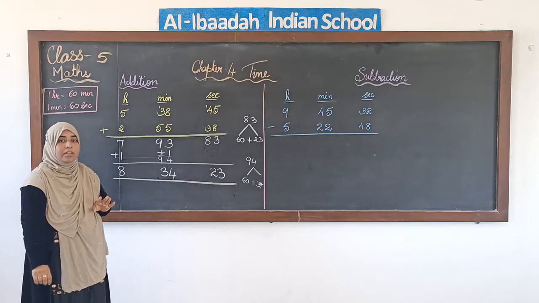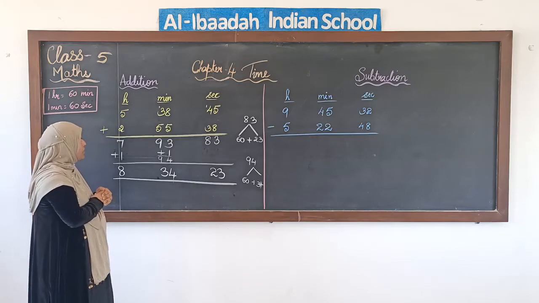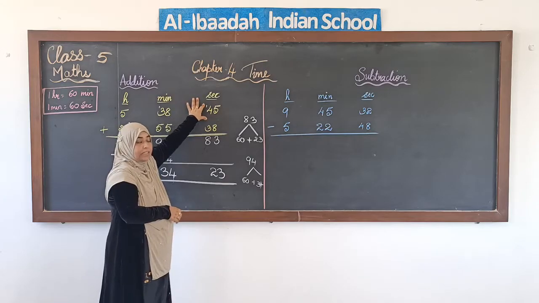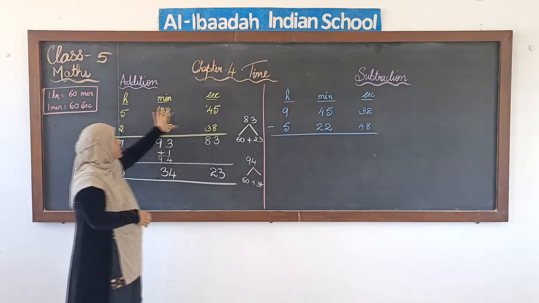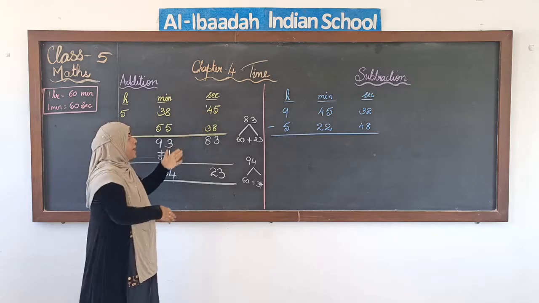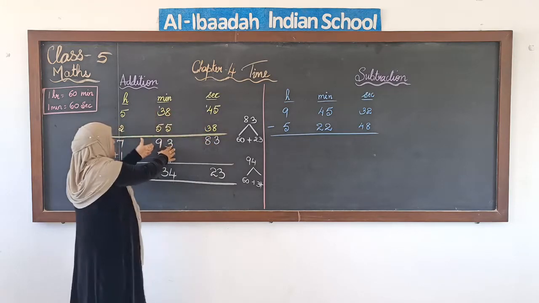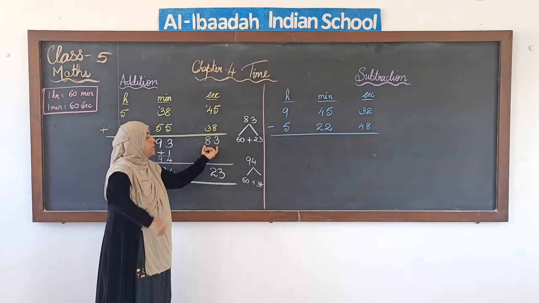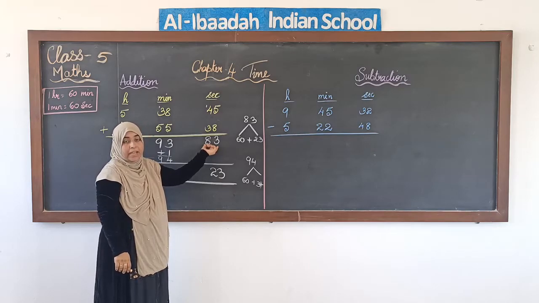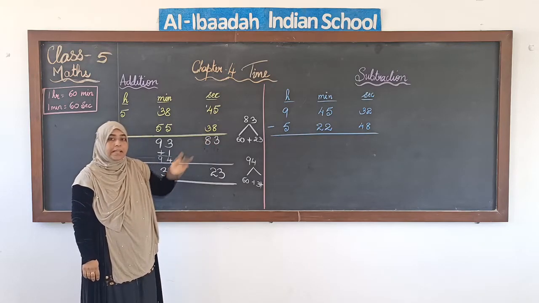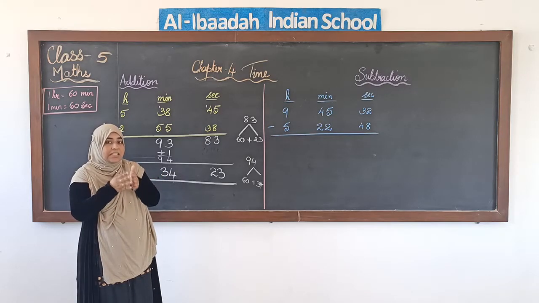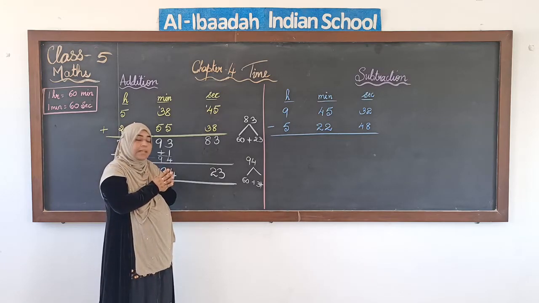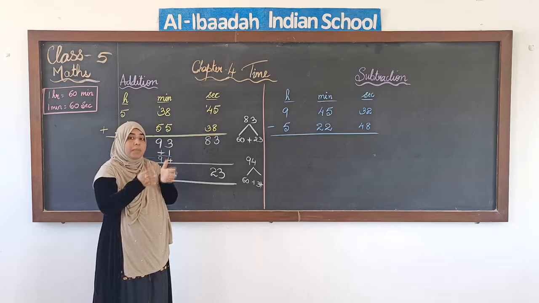Have you understood what we did? We'll recall once again what we have done. We had to add 5 hours 38 minutes 45 seconds plus 2 hours 55 minutes and 38 seconds. We added seconds, minutes and hours separately. When we added seconds, we found that the answer is 83 seconds. Now 83 seconds has 60 seconds which can be converted to minutes, right? 1 minute is equal to 60 seconds. So this 83 had 1 minute in it.